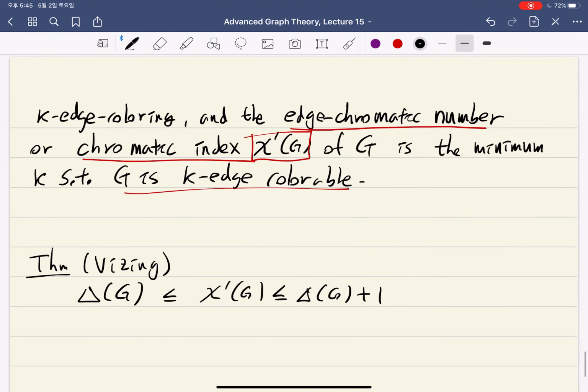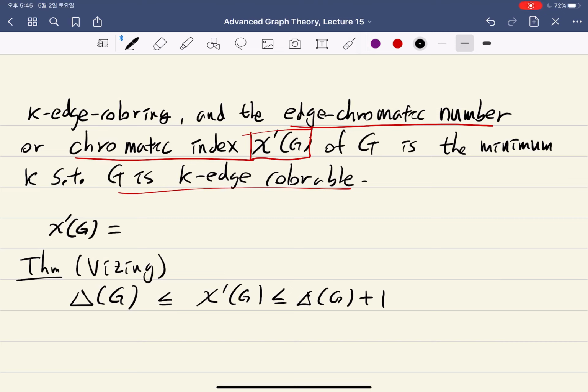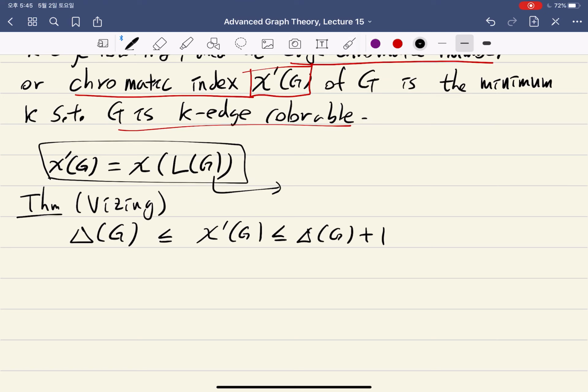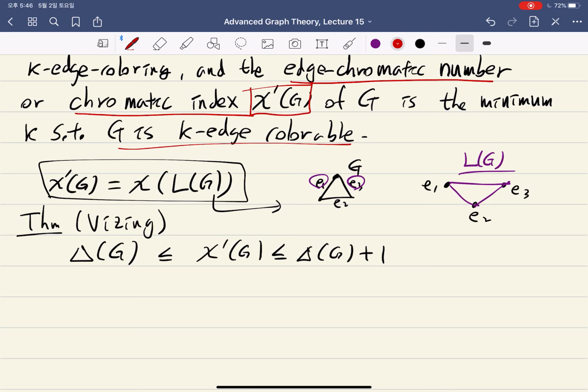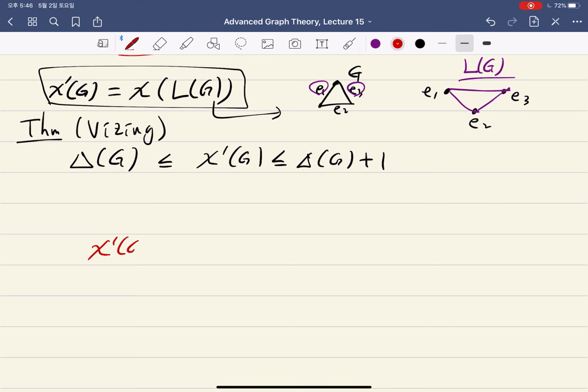It's easy to see that the edge chromatic number, or chromatic index, is the same as the chromatic number of the line graph of G. For each edge E1, E2, E3 of G we put a vertex, and we add an edge between two vertices if those edges share a vertex in G. This new graph is called the line graph of G. If we just use greedy coloring, we can easily see that the edge chromatic number is at most the maximum degree of the line graph plus 1, which could be as large as 2 times the maximum degree of G minus 1.